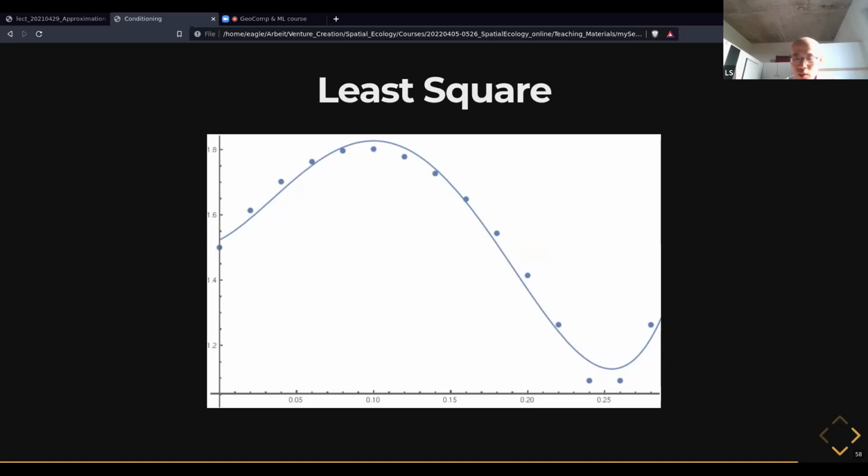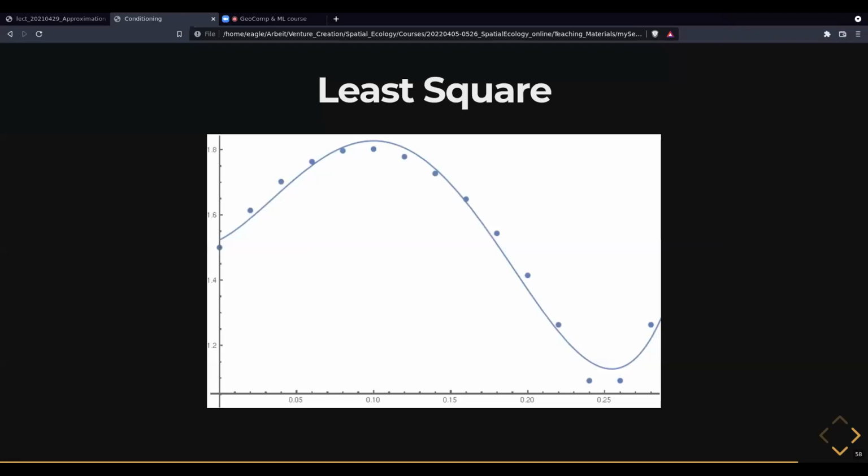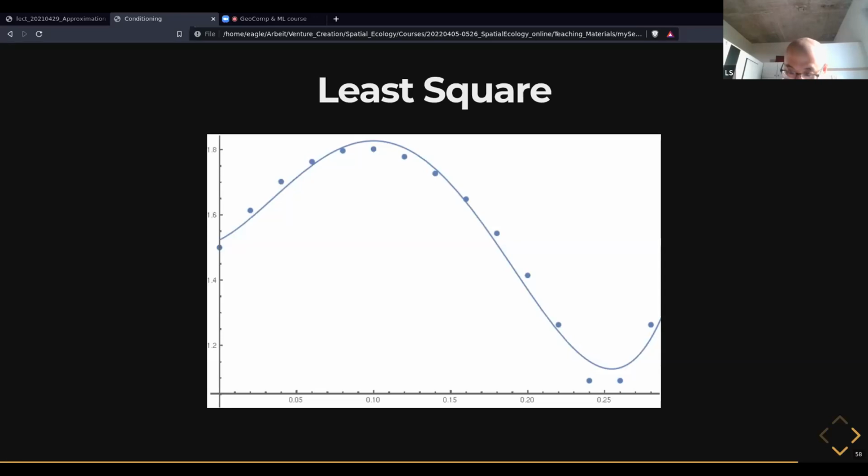You look at this one. So somebody want to comment, what do you think? Is this fitting good or not? Reasonable? Not reasonable? Right, okay. Sorry? Very good. Yeah, looks not too bad, right? When I look at it, it looks not too bad.